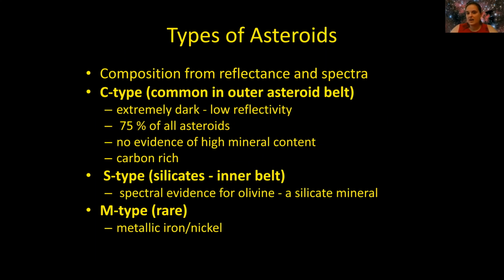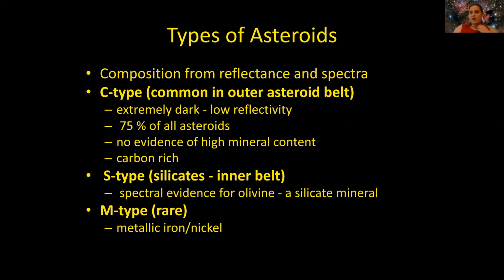So let's look at the different types of asteroids. Like there are different types of meteorites, there's different types of asteroids. The most common is C-type, which are these dark, low reflectivity asteroids, which have a high carbon content. So hence why they have such a dark color. Some astronomers compare them to charcoal.